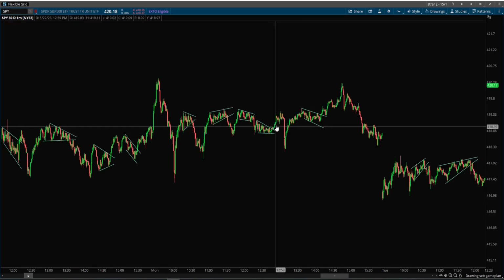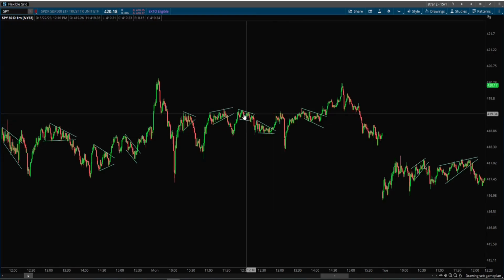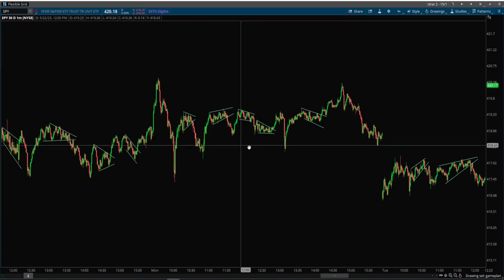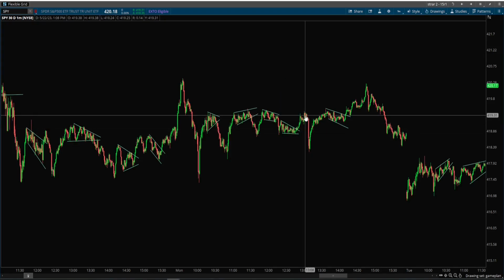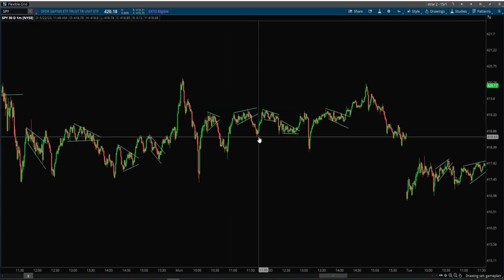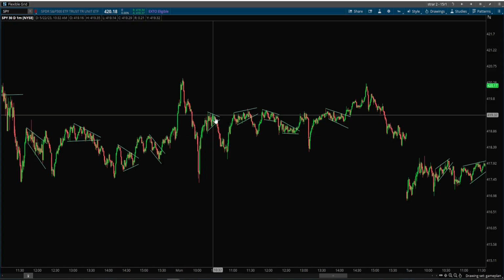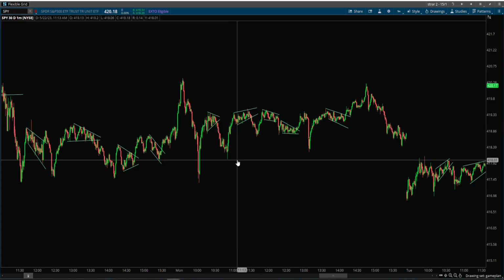Descending triangle here, getting a break to the upside, right? This is more of a bull flag here, but as you can see, breaking to the downside. So the patterns aren't perfect. This is more of a bull flag, but it breaks down. This is more of a descending triangle, as you can see it breaking up. Another rising wedge breakdown. This is a bull pennant, but as you can see, breaking to the downside.